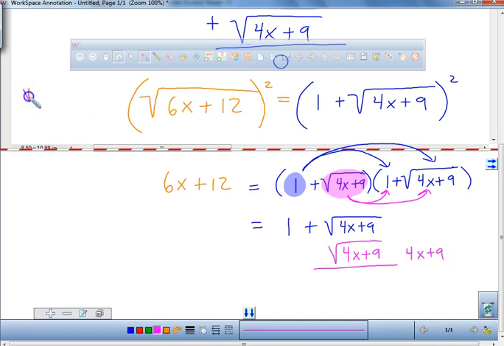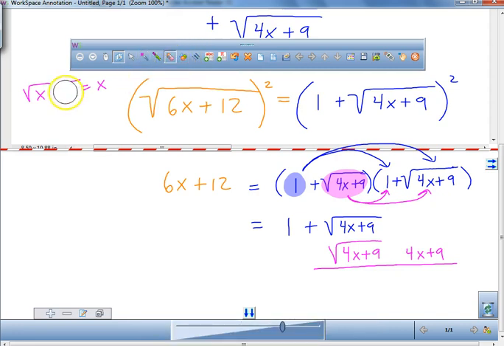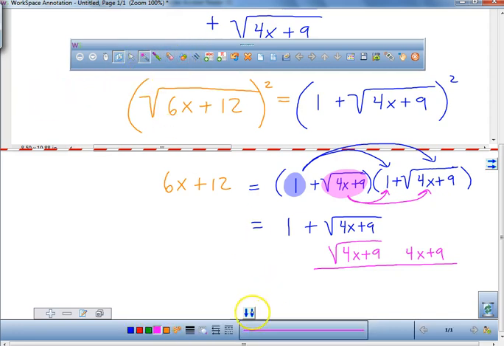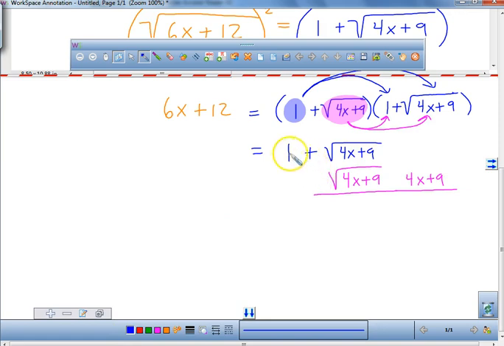Just remember, a radical times the exact same radical is whatever's inside. So radical x times radical x is just an x. So if I take this radical and multiply it to this radical, you get that. All right, let's add some like terms now. Right now, we've got a 1 and we've got a 9. So together that makes... if I have a radical 4x plus 9 and another radical 4x plus 9, how many of those do you see?